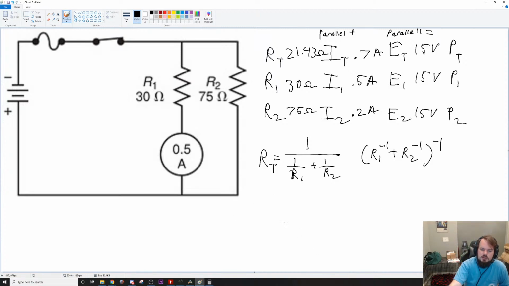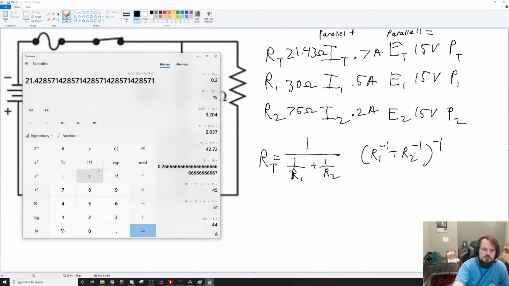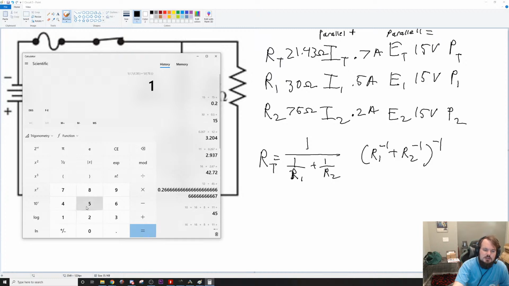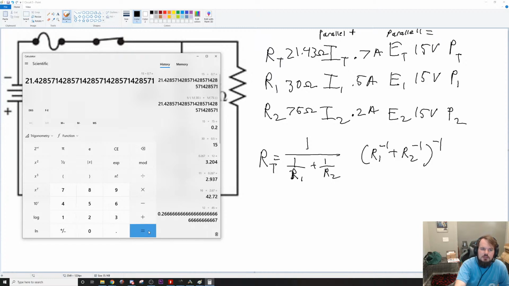So let's see what doing it the other way gives us. Where is my mouse? There it is. We got 21.43. Let's do 15 divided by 0.7. Exactly the same number. Wow, all the way out to the smallest digits too.